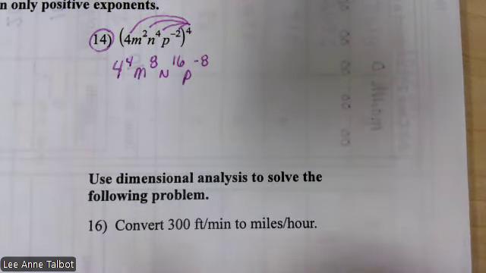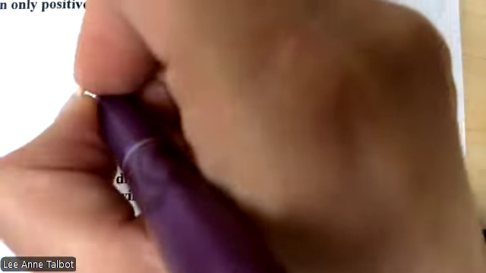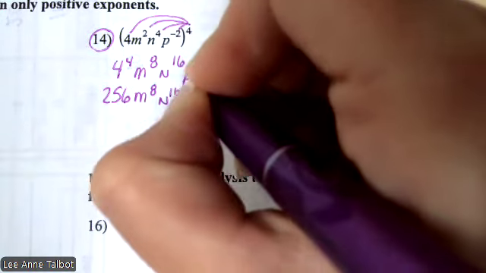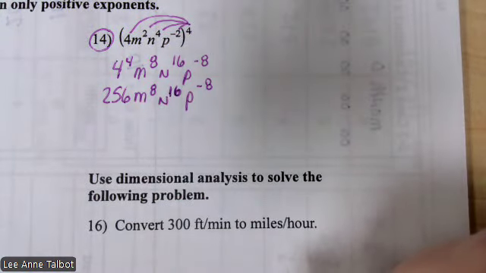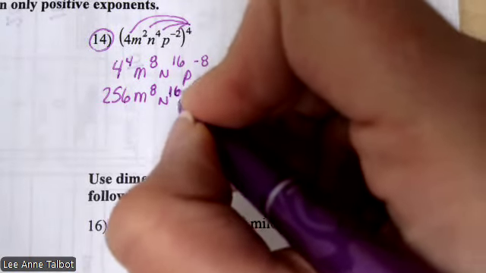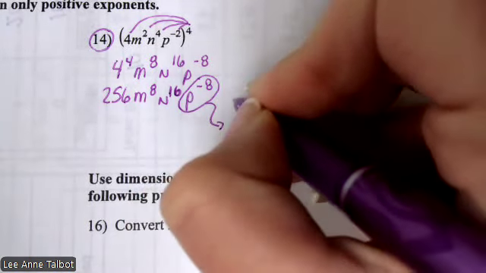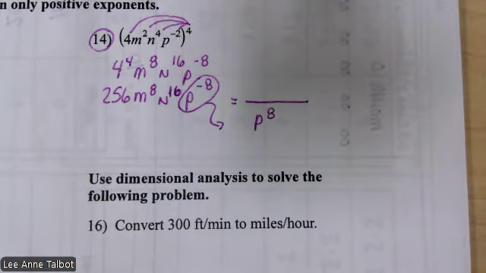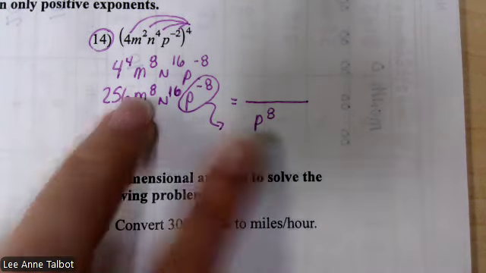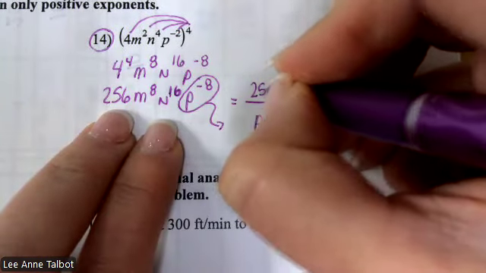Okay, there's two more things we need to do in this problem. First, we need to figure out what 4 to the 4th is, which is 256. And then the second thing is we circle this and we take the reciprocal and move that to the bottom and make that p to the positive 8. And the rest of this stuff stays where it was.